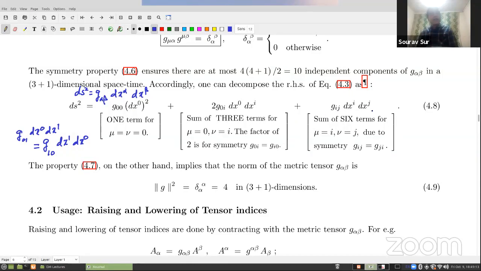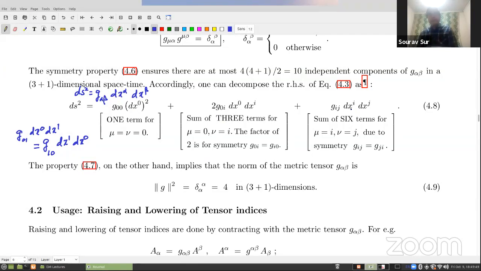And finally, you'll have Gij dxi dxj. I and j, as I said, these Latin indices correspond to the labels of the 3-dimensional spatial slice. We have 1 time and 3 space coordinates. The 3 space coordinates are represented by the Latin indices. The full bulk is represented by the Greek indices. The time is represented by the 0 index.